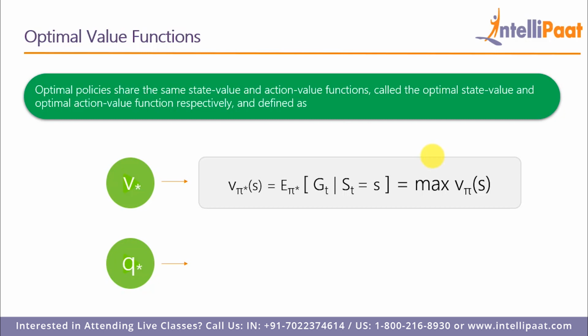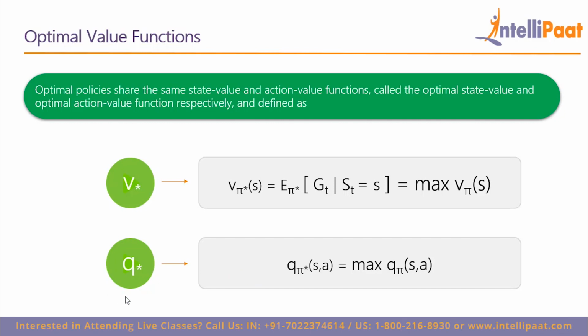So all optimal policies have the same optimal state value function, which is denoted by v star here. Optimal policies also share the same action value function, which is again the maximum for every state action pair. We denote this shared action value function by q star here.